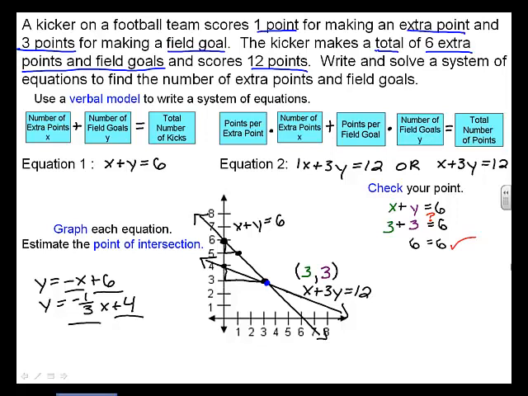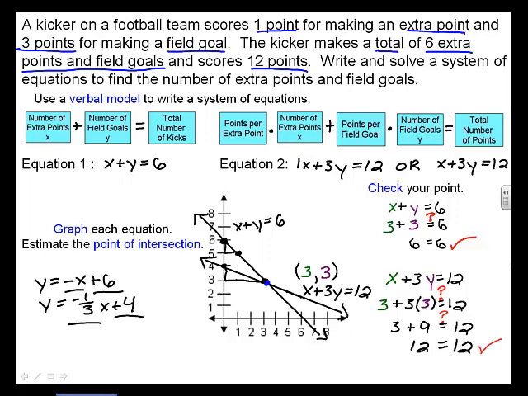Next, let's check the point in equation 2. X plus 3y equals 12. Plugging in our point, we need to check that 3 plus 3 times 3 equals 12. Evaluating 3 times 3, we need to check that 3 plus 9 equals 12. Evaluating 3 plus 9, we get 12 equals 12, and our solution checks out.